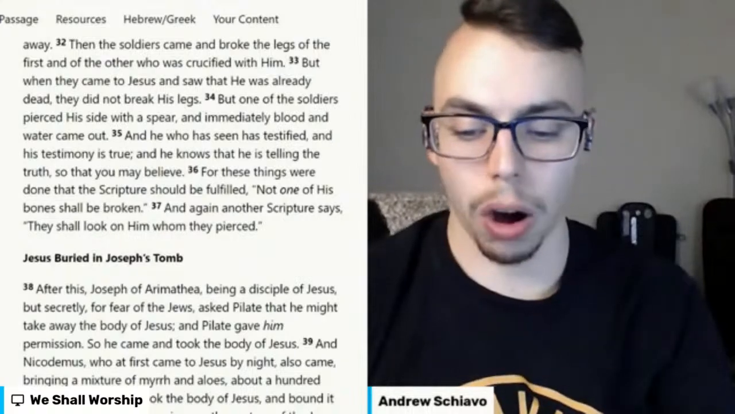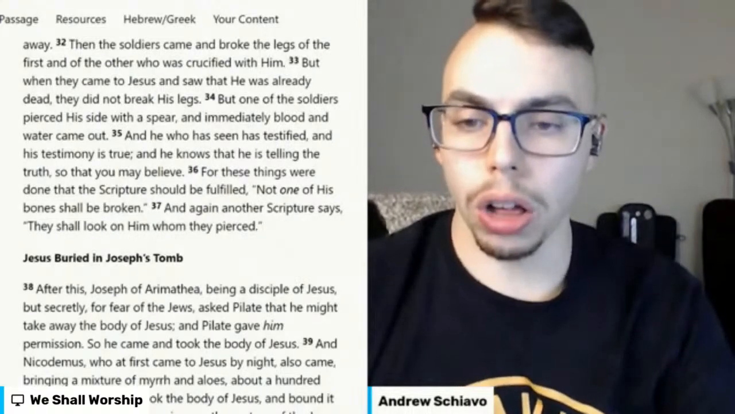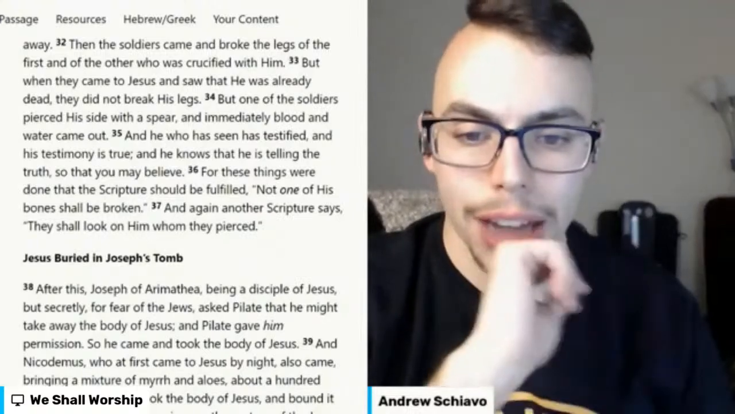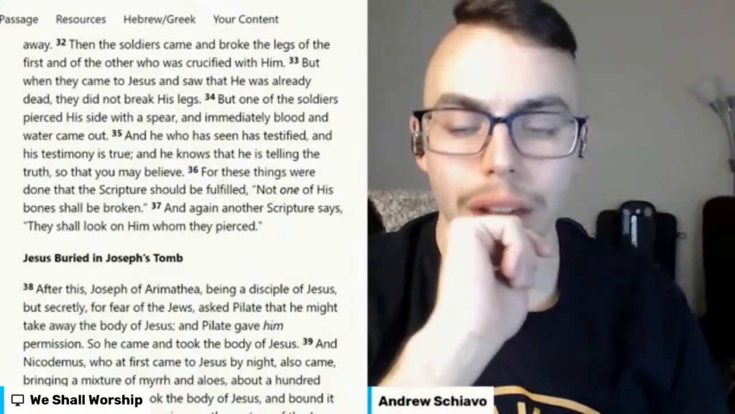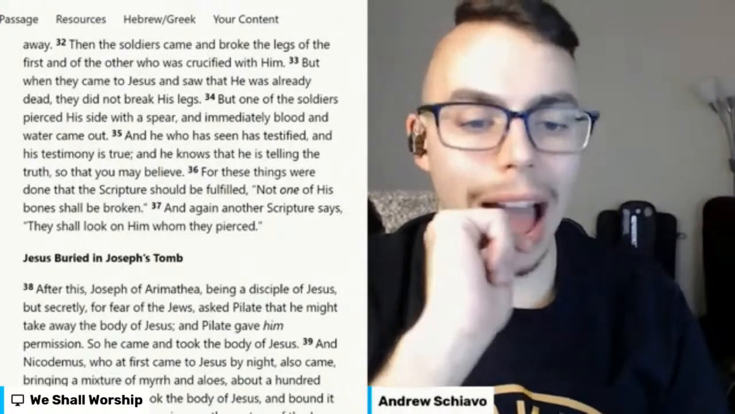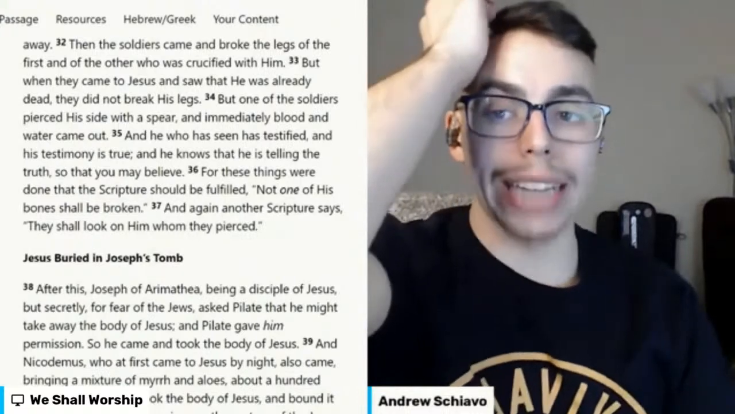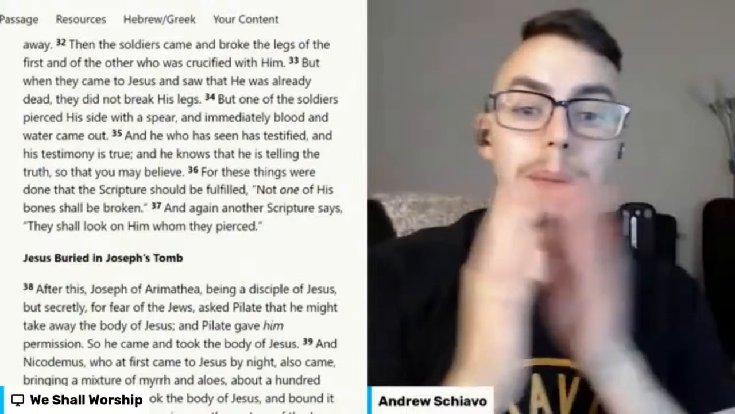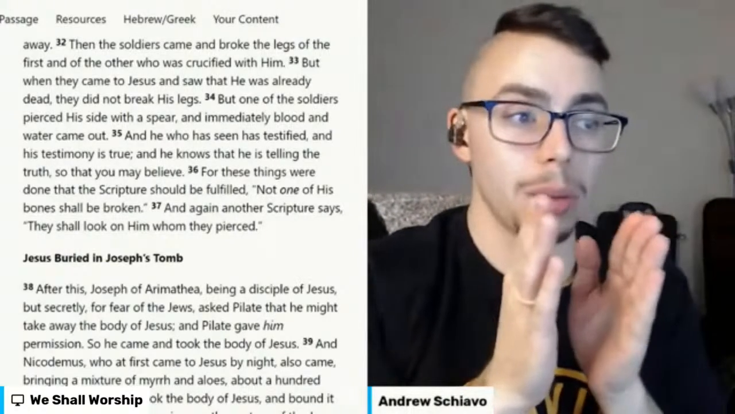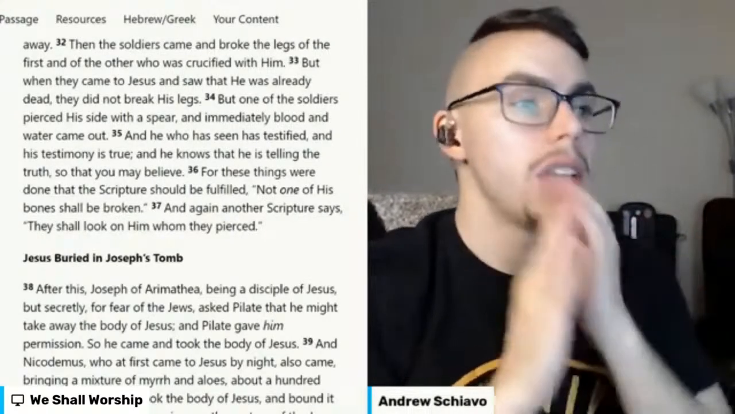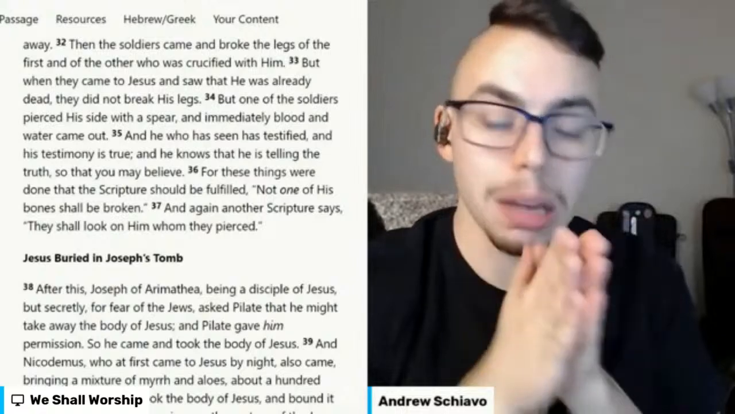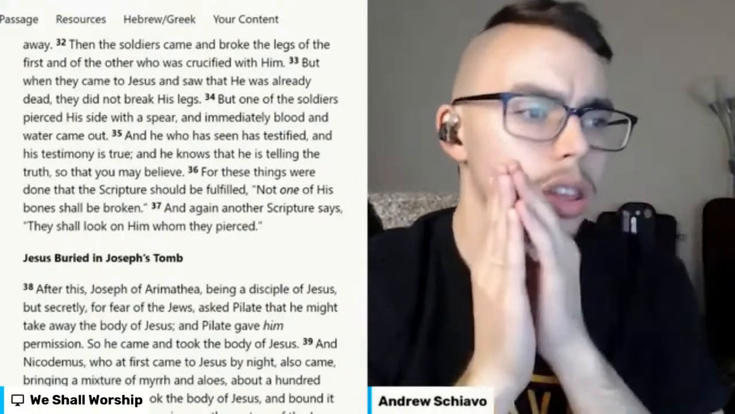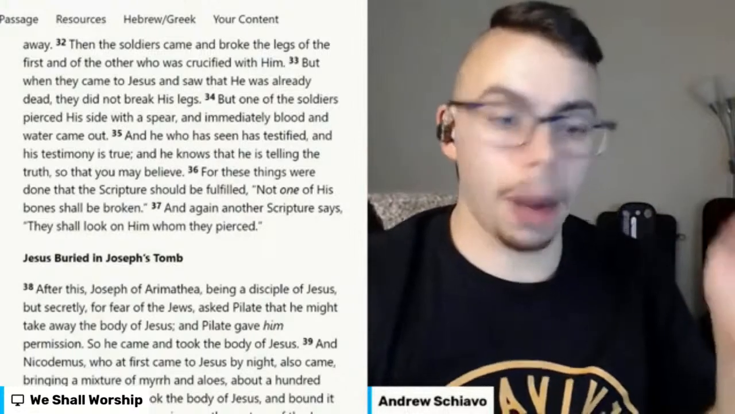I love this next part. Pericardial effusion is the buildup of extra fluid in the space around the heart, and it's what happens when we die. When we die, we experience pericardial effusion, which is when the blood, the red blood cells and the platelets and plasma, separate in the body.